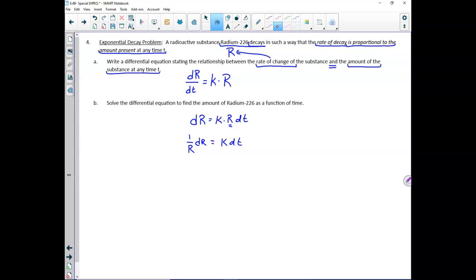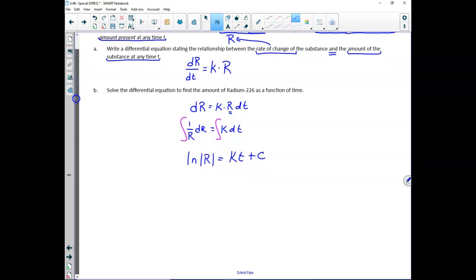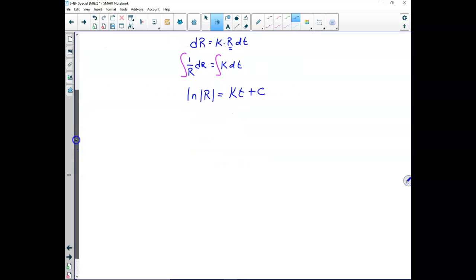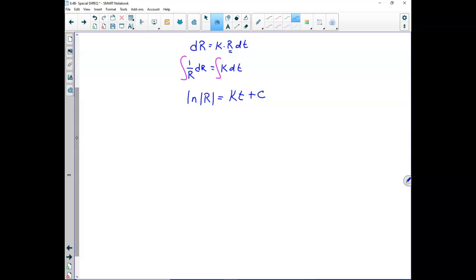So now that we've separated, we integrate. And when we integrate, the antiderivative of 1 over R is ln absolute value R, equals kt plus C. Please don't forget your plus C. That is your constant of integration. Well, if I want R as a function of t, I need to solve for R, which means I'm going to exponentiate both sides. That gets rid of the ln.